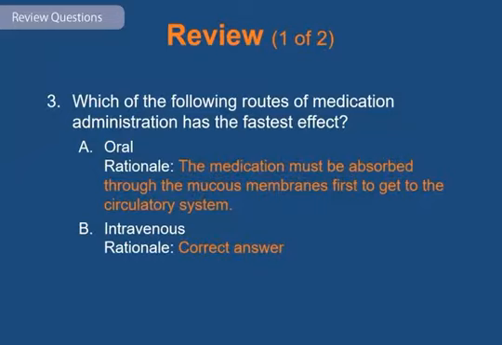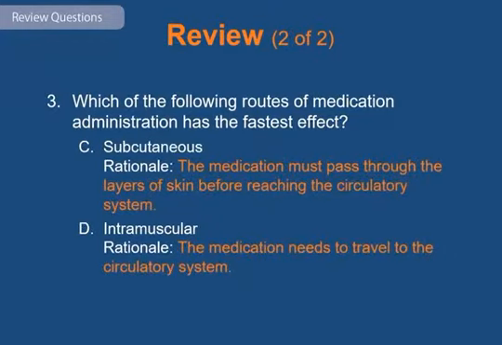So let's look at the other answers. A, oral. The medication must be absorbed through the mucous membranes first to get to the circulatory system. So that's not the fastest, although it is faster than some. Intravenous is, of course, the correct answer. Subcutaneous, that's incorrect because medication must pass through layers of skin before reaching the circulatory system. Because remember, the fatty layer of skin doesn't have very many blood vessels in it. And then intramuscular, the medication needs to travel through the entire circulatory system. It's not as quick as IV.